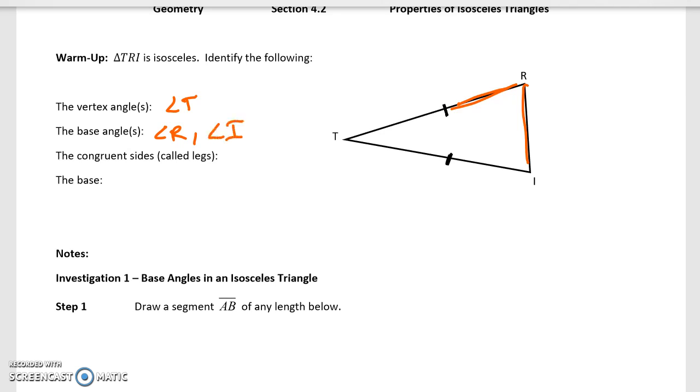The congruent sides we call legs. So those are segments. That would be segment TR and segment TI. And then the base is the side that is not congruent. In this case, it would be segment RI.